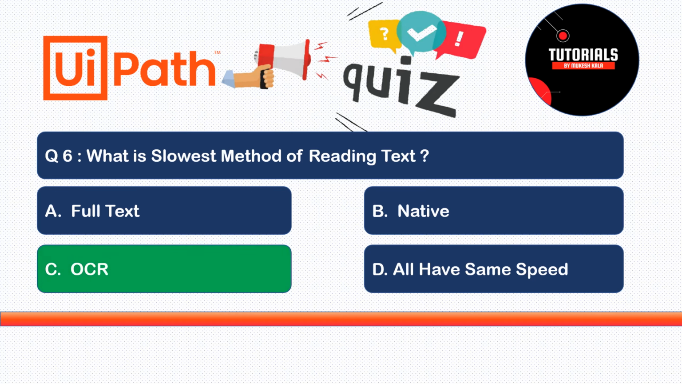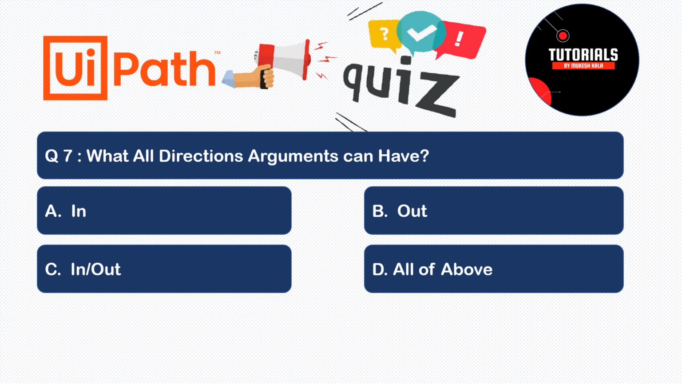Okay, so the answer is the slowest would be OCR because that works on image-based recognition. The full text and the native methods are the fastest as compared to the OCR one. So not all are having the same speed. The OCR one will be the slowest. Okay, and there is a difference between all three of them. Go ahead and read about them in docs.uipath.com, and I have a video on my channel explaining the difference between them. Okay, so let me go to the next question, that is question number 7.